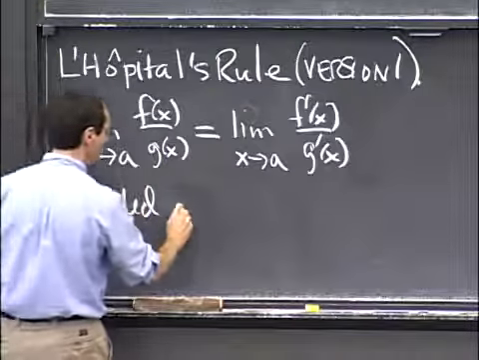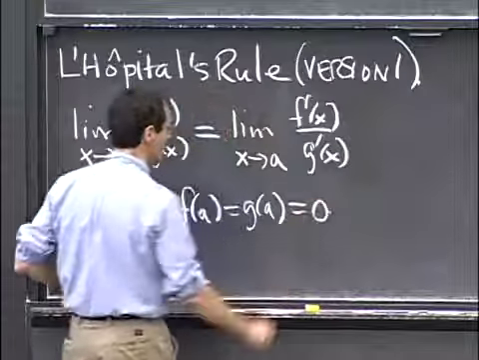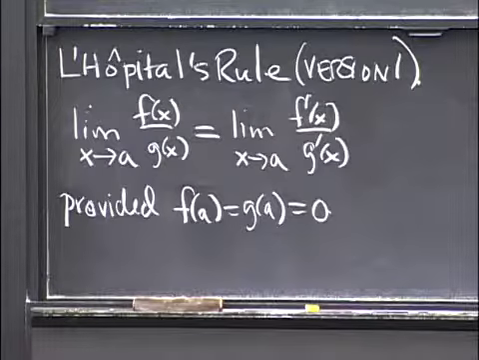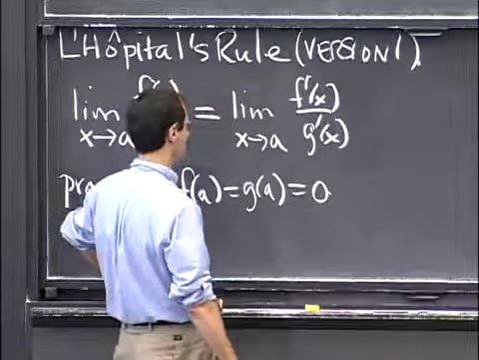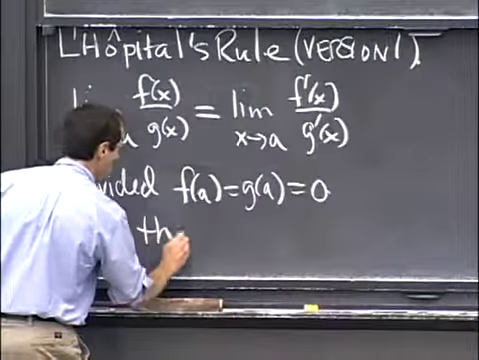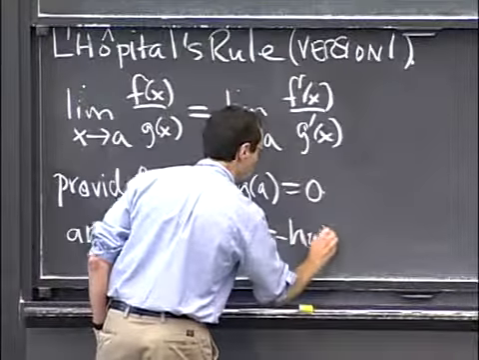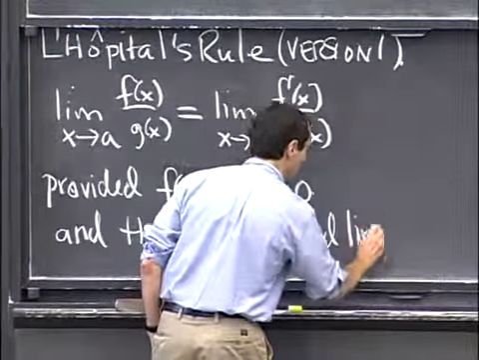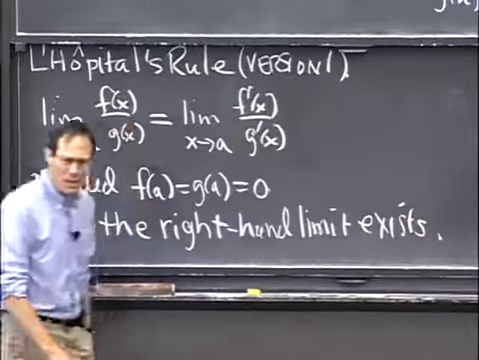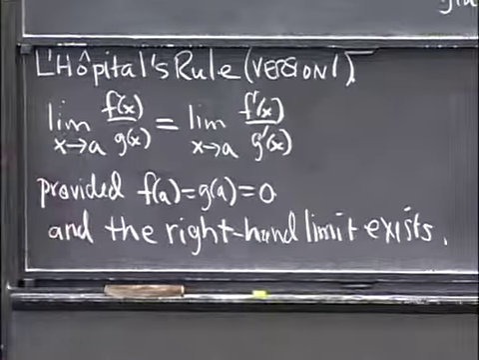this is one of these undefined expressions. In other words, f of a is equal to g of a is equal to 0. So we have a 0 over 0 expression, indeterminate. And also we need one more assumption, that the right-hand limit exists. All right?